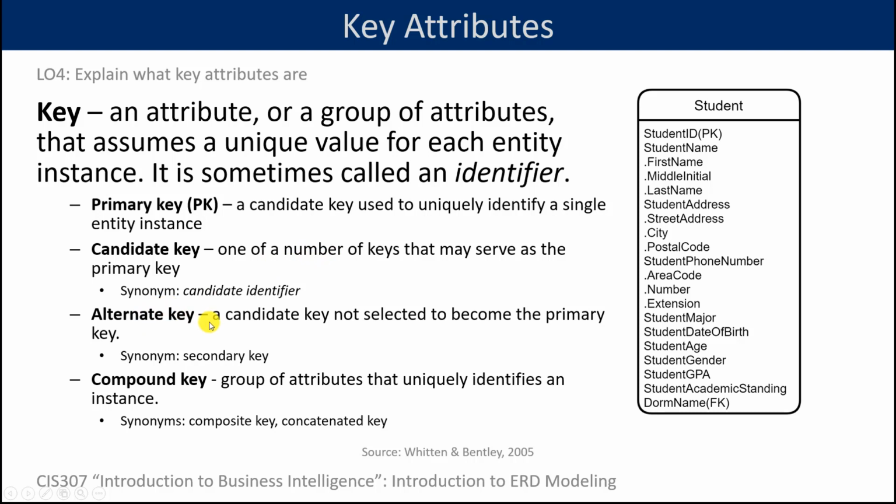So the candidate key that is not selected to become a primary key is called an alternate key. Another thing that needs to be mentioned is that in some entities, such as associative entities, primary keys are compound or composite keys, which means that they consist of several parts, two or more parts. So that's what we call a compound key. But the most important concept here is the primary key. It's that unique identifier that is used for uniquely identifying each instance of that entity and also for linking entities together.